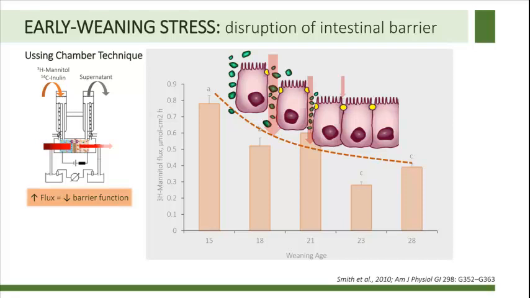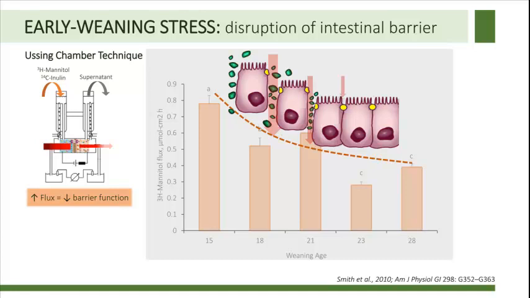Here is a study the group of Dr. Moser did, weaning pigs at 15, 18, 21, 23, and 28 days old, and measuring intestinal permeability, using mannitol as a marker. Clearly, you can see that for pigs that are weaned early, in this case less than 23 days, the intestine is more permeable. The barrier function has been compromised when we compare to those weaned later, at 23 and 28 days. The bottom line here is that stress that occurs early in life has long-term consequences.